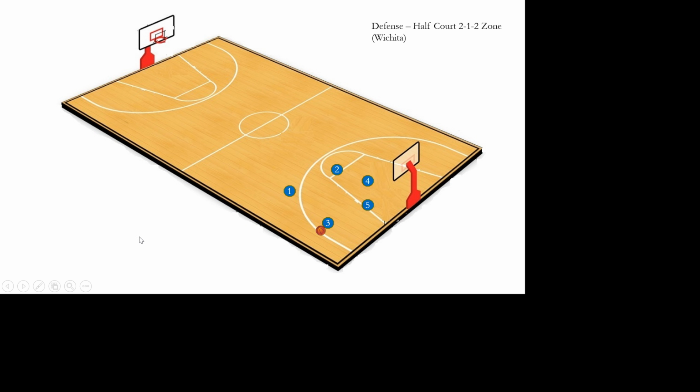Now what we can do is we can call a trap. If we're doing a zone trap, that means anytime the ball goes in the corner, down here or over here, 1 or 2 over on this side are going to follow the ball down and trap. So we're going to double team this guy.